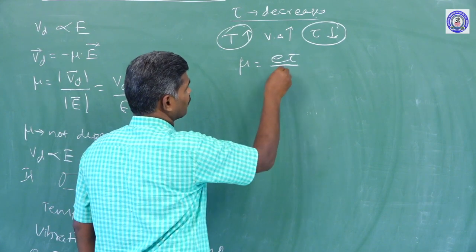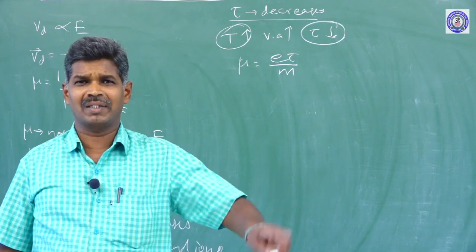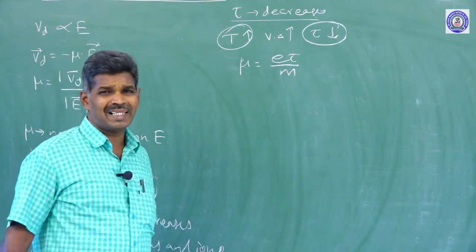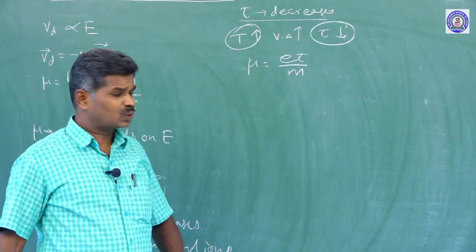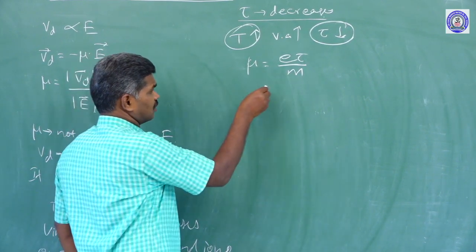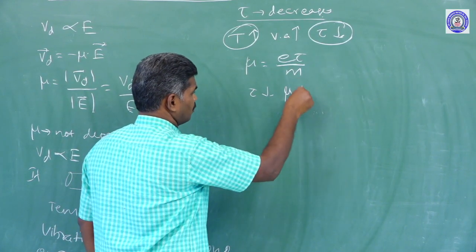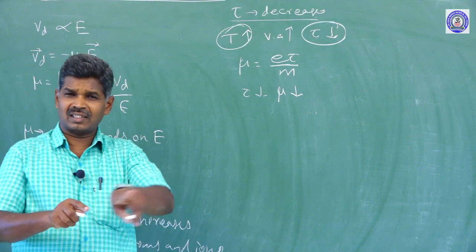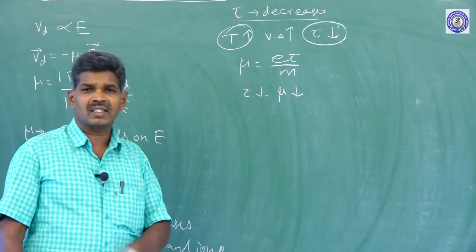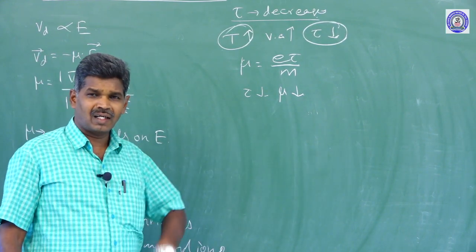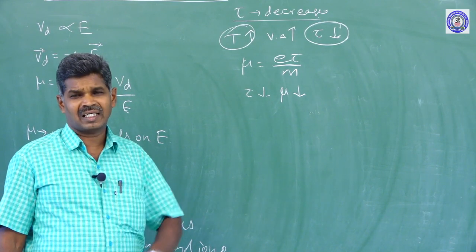mu is equal to e tau by m. We know that e is nothing but the charge of an electron, it remains constant whatever the temperature, and the mass of the electron also remains constant. If the temperature increases, the time taken between two successive collisions decreases, then tau decreases, and mu also decreases. So mobility and temperature are inversely proportional for current carrying conductors.